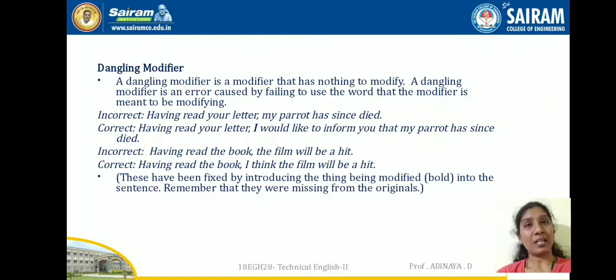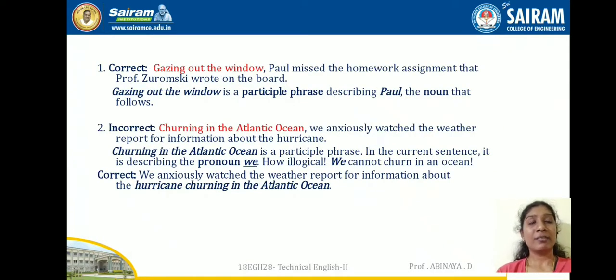It won't be there. So, these are dangling modifiers. Okay, let me give you some examples for clarity. See the first statement. Gazing out the window, Paul missed the homework assignment that Professor Zuromsky wrote on the board.